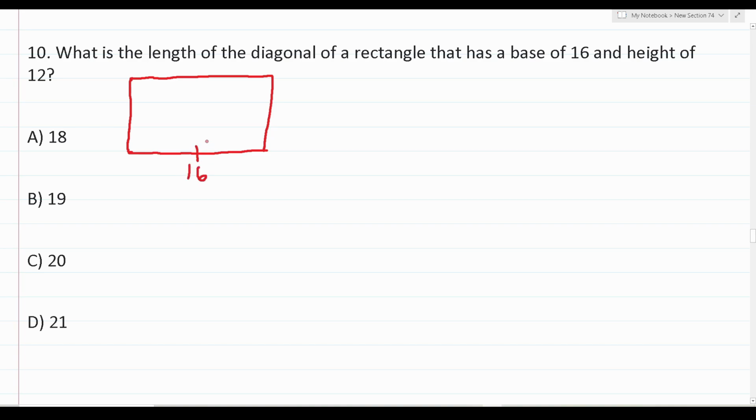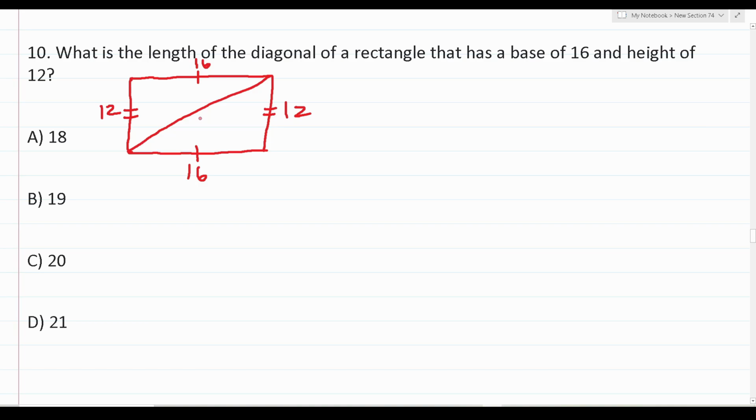If this is 16, then we know this side's also 16. And we know it has a height of 12 according to the problem. So this, in other words, is 12. If this side's 12, then this side's 12. And we want to know the length of the diagonal of this rectangle. That's something we're actually going to have to draw on ourselves. Diagonal of a rectangle is right here, from there to there.